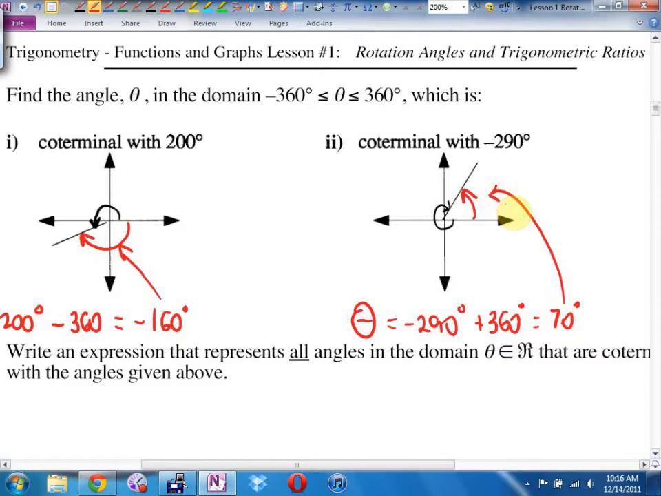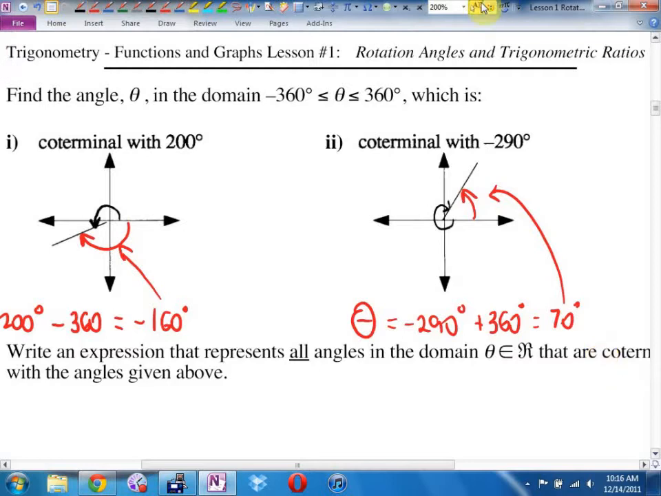Which of these two here is the principal angle? It's meant to be really easy. 200. Which of these two here is the principal angle? 70. Why? Because the principal angle is between 0 and 360. It's the smallest positive one. It's the lowest terms equivalent.